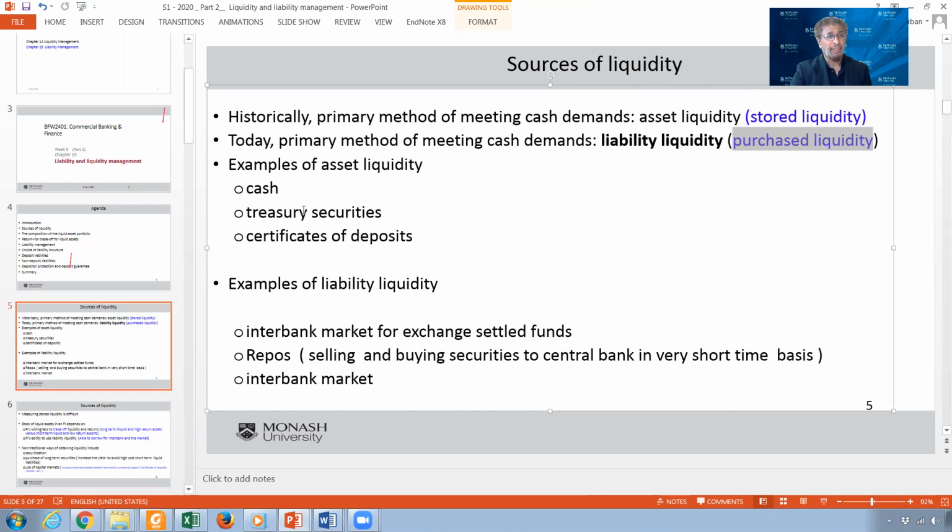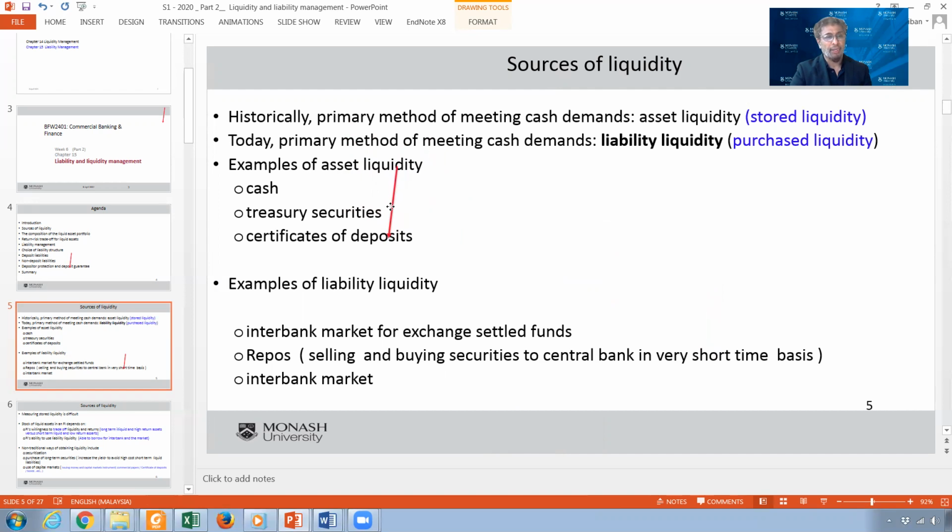Now, what is asset liquidity? We already talked about it. Either we can have cash, or we can have securities that can be converted to cash very fast, called treasury securities, or we can have certificates of deposit as an asset. And this we can trade in one day, on the same day.